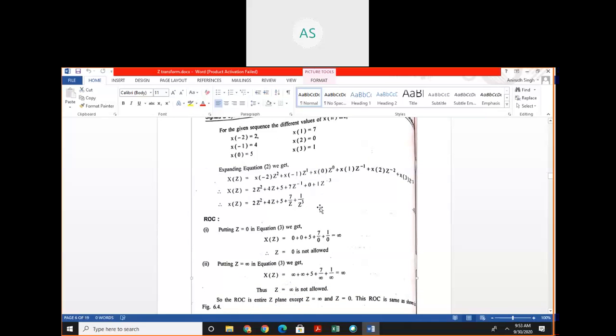And if we substitute the value of x of minus 2, x of minus 1, x of 0, x of 1 and x of 2, we get an expression x of z is equal to 2z square plus 4z plus 5 plus 7 divided by z plus 1 by z cube.